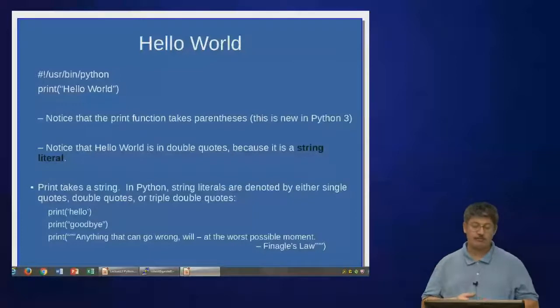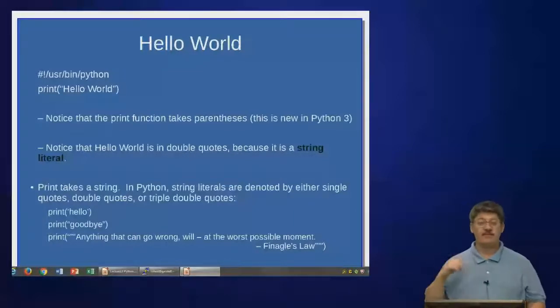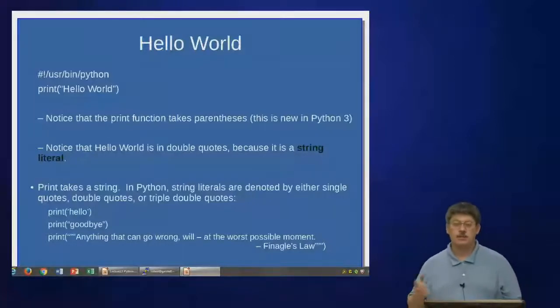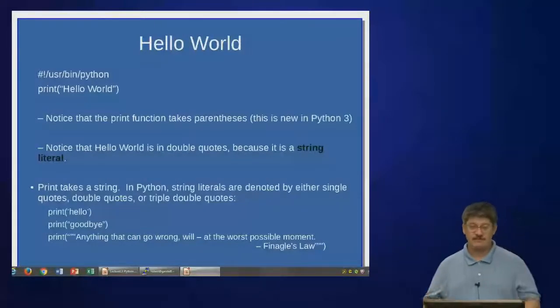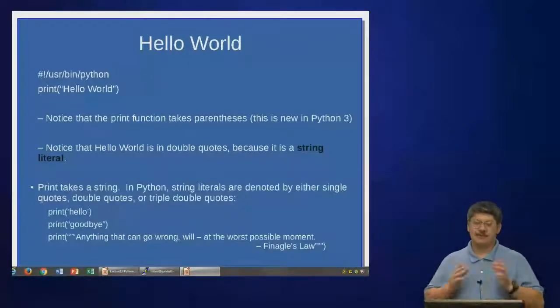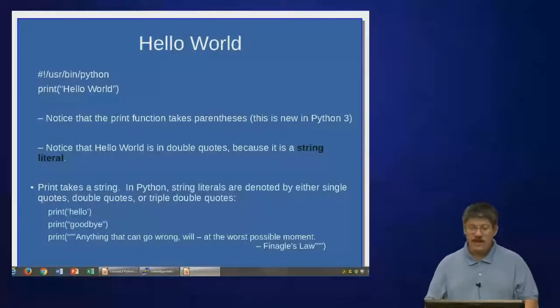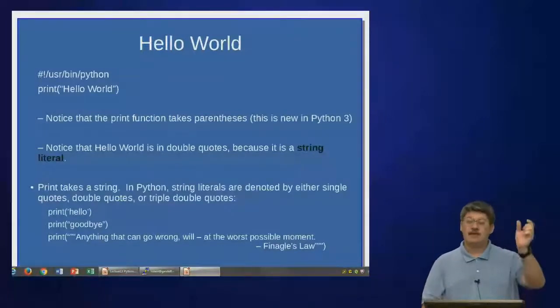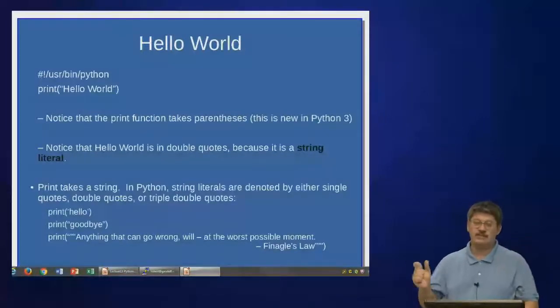So here I've printed anything that can go wrong will, at the worst possible moment. And then on the next line, I've printed Finagle's Law, which, by the way, is the name of this famous statement. Murphy's Law, of course, says that anything that can go wrong will. Finagle's Law adds at the worst possible moment. But notice the important thing here, I have triple double quotes at the beginning, I have triple double quotes at the end. That's just 3 double quote marks in a row.